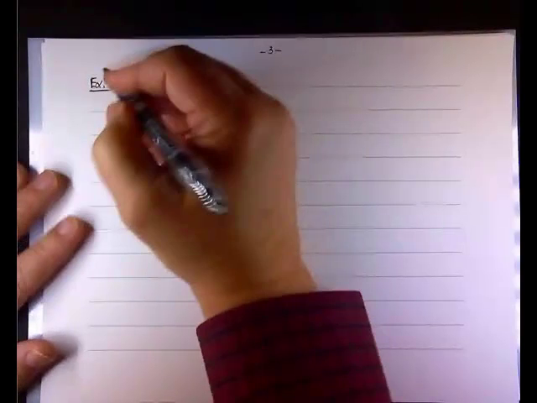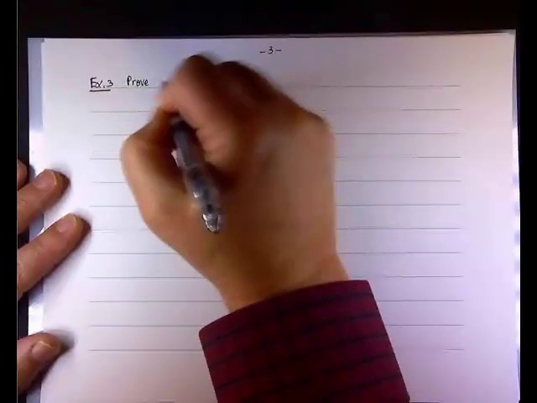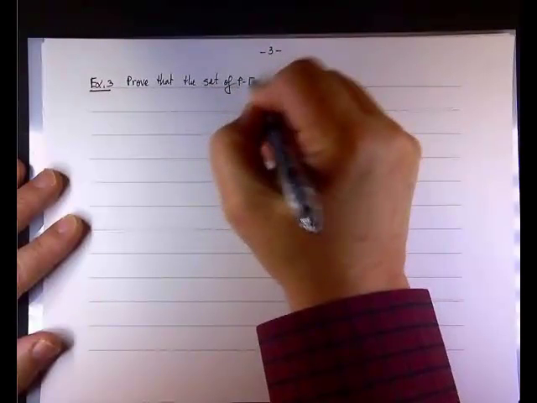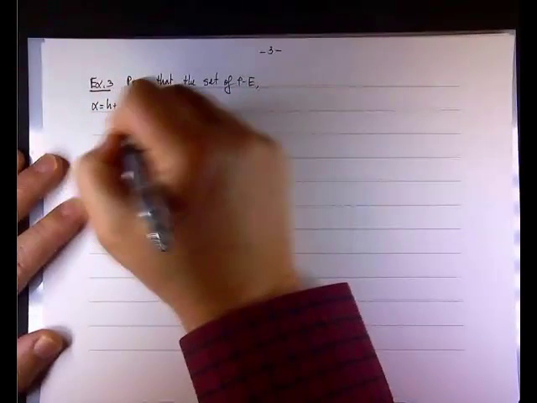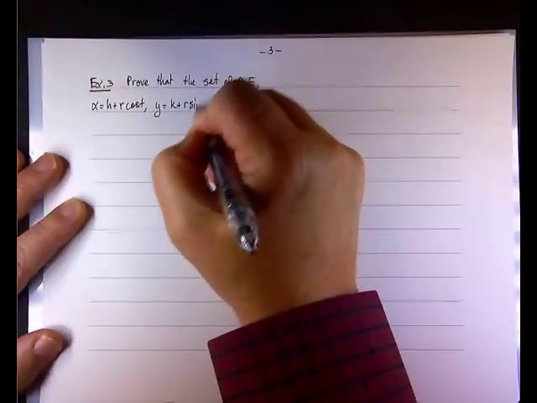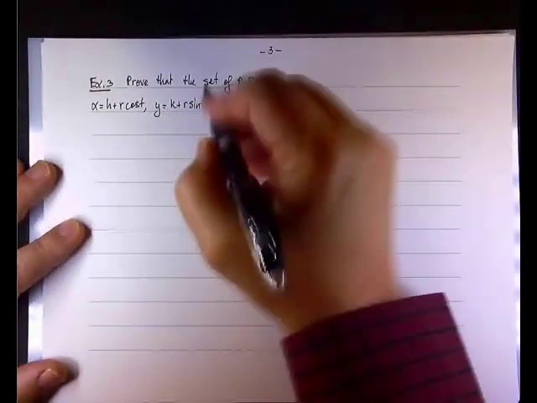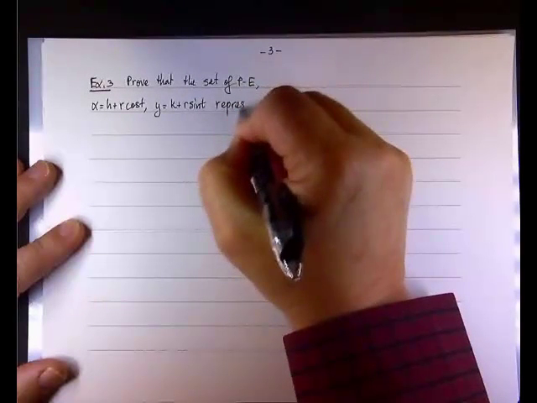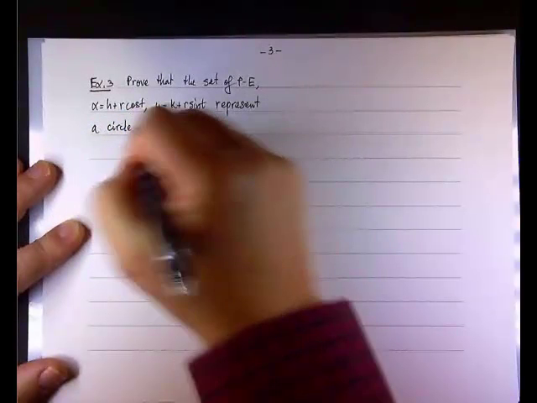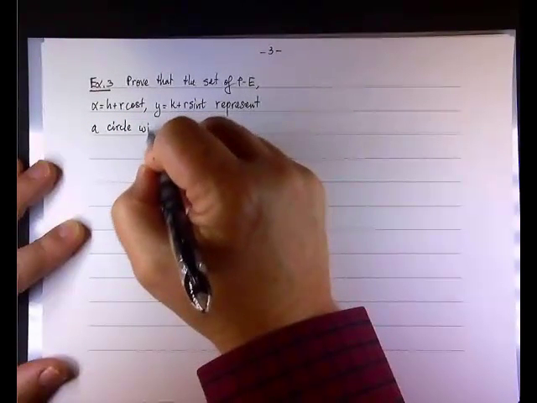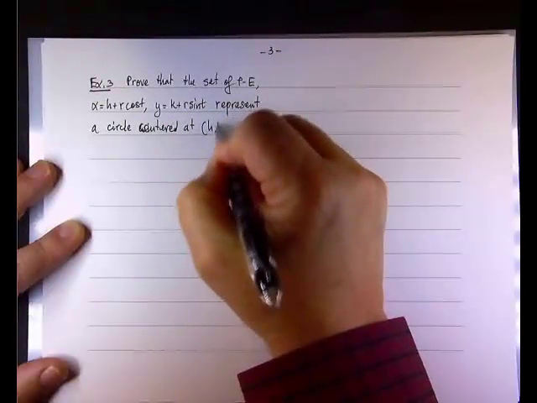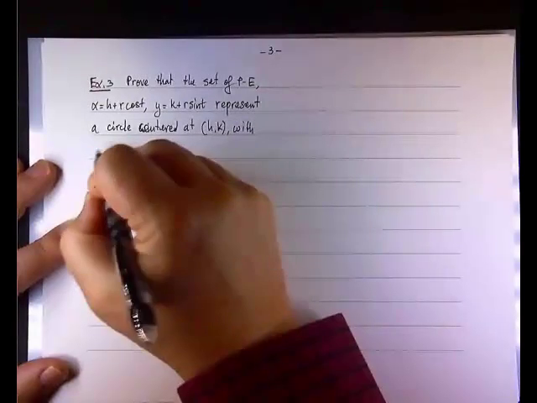Example 3. We need to prove that the set of parametric equations x equals h plus r cosine t, y equals k plus r sine t, represent a circle with center at (h, k) and radius r.